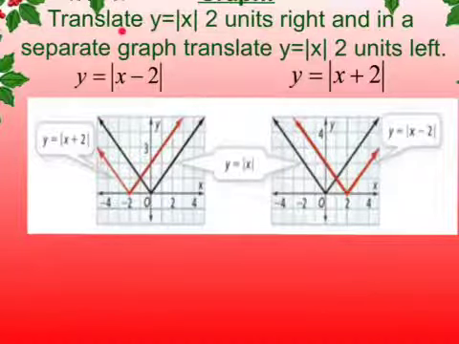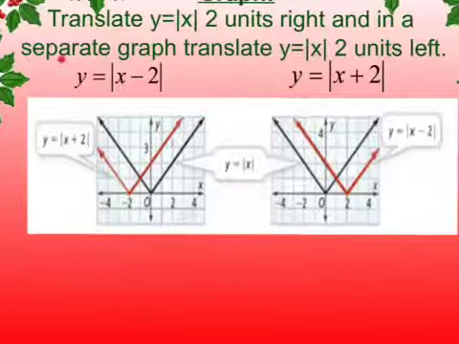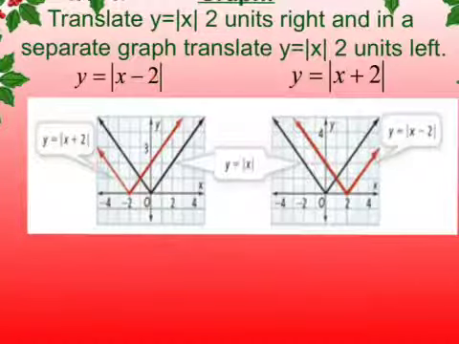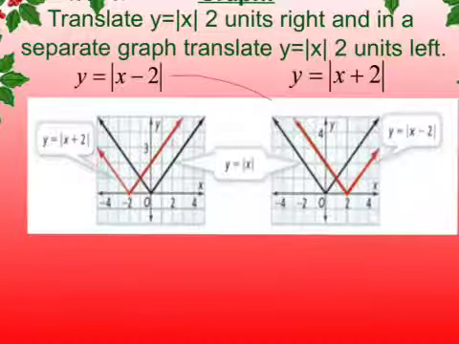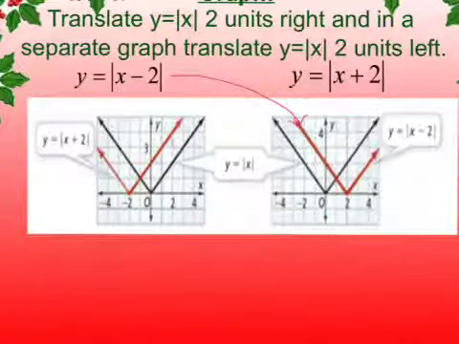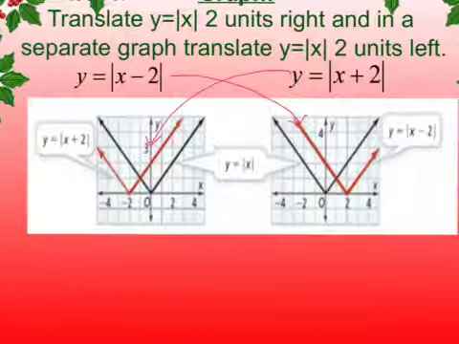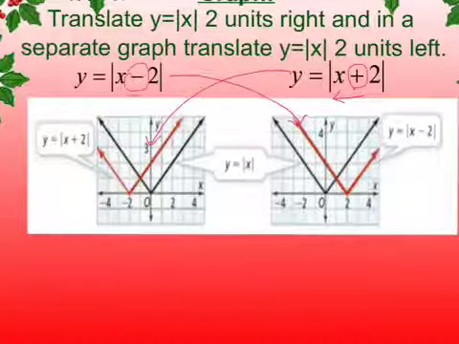So to translate y equals the absolute value of x 2 units to the right and 2 units to the left on a separate graph. So up and down you add or subtract outside. When you subtract inside the absolute value bracket, that actually moves it right. So in this case, x minus 2 shifts it to the red line, which you can see is 2 units right, and x plus 2 shifts it to the left. So when it's inside the brackets, plus moves it to the left, minus moves it to the right.